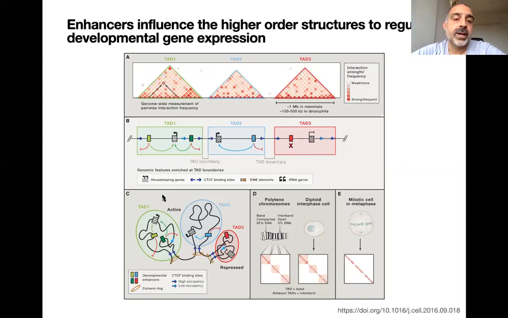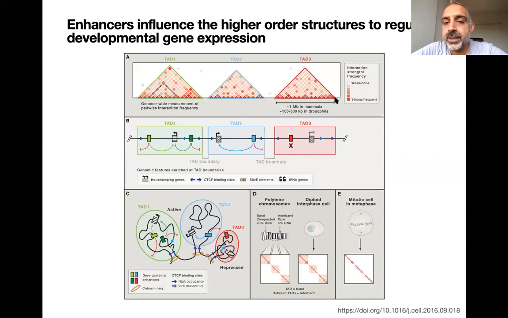So what you're looking at here is an interaction map across some hypothetical sequence in mammals or in Drosophila. Here is 1 megabase in mammals, and all of these dark red squares show where you get interactions between those two sequences.